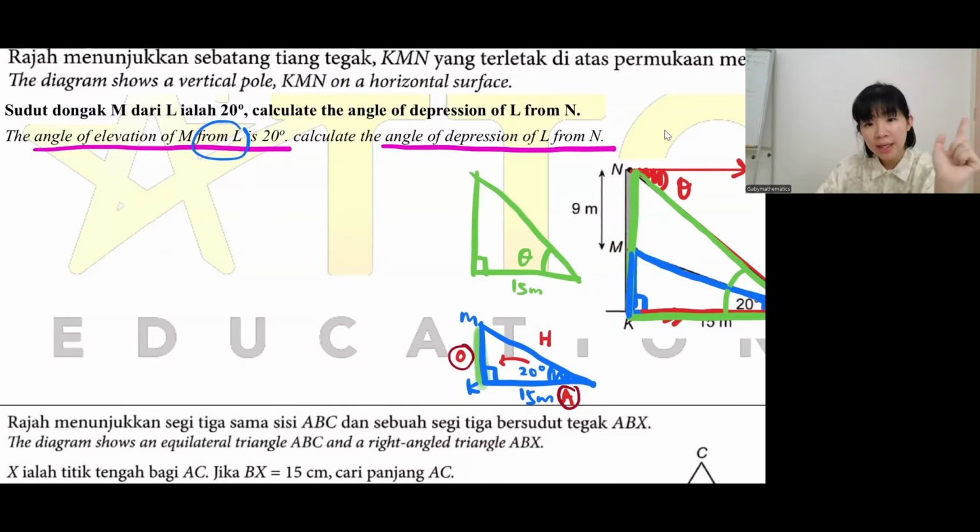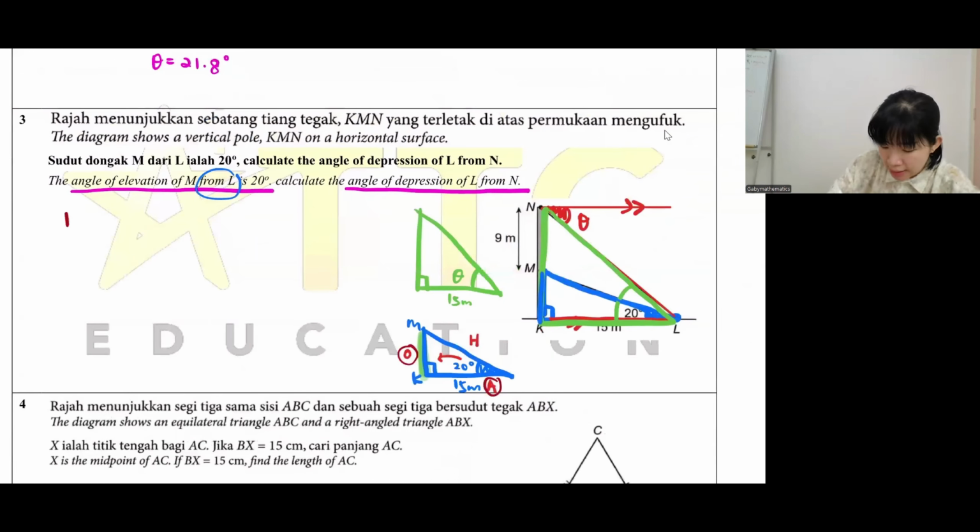OA. Tangent 20 degrees equals OA. O is MK, A is 15. To find MK, move this 15 over. Divide, bring over, becomes times. So MK equals tangent 20 times 15.